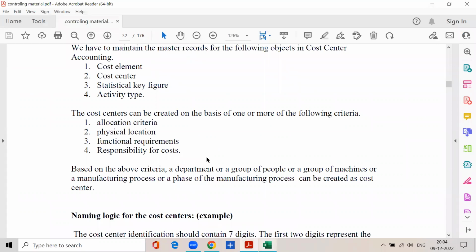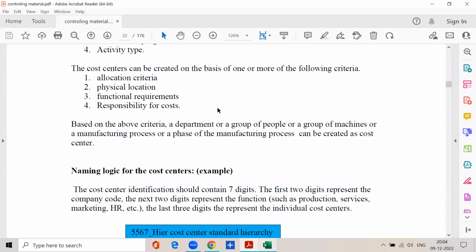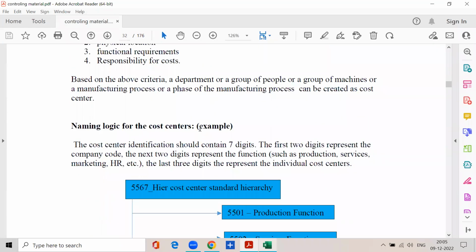Now we have to maintain the master records first for the cost center, right? For every cost center, we have to give one name. Technically speaking, that name can be anything. It can be random names also. But normally we follow some logic in naming the cost centers in real-time projects. We have to design some naming logic for the cost centers. It is only one example I have given in the material.